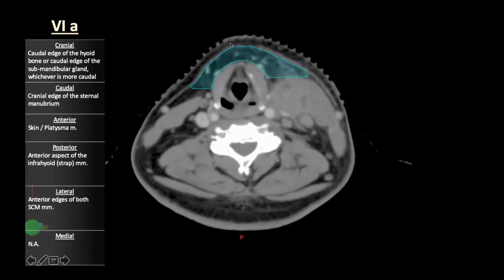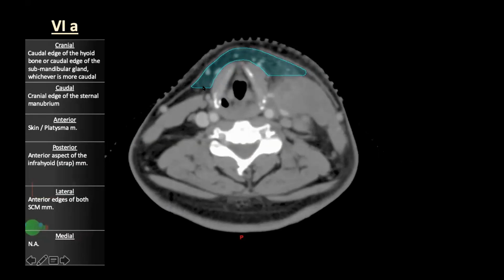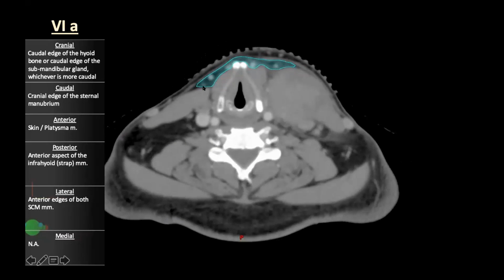So level 6A, like I mentioned, is between the platysma and the strap muscle and between the two sternocleidomastoids. In this case, it's up to here because if you remember, we had contoured level 3 all the way up to the posterior 1/3 of the thyroid muscle. So that border joins over here. So between the two sternocleidomastoids, posterior to the platysma, anterior to the strap muscle is your level 6A.